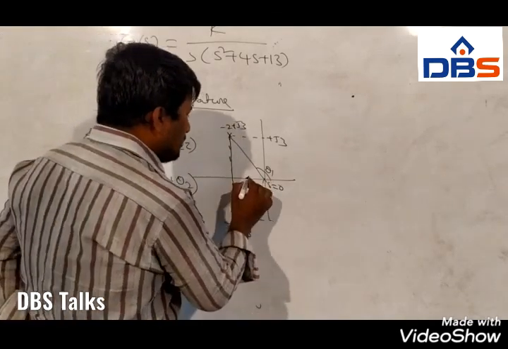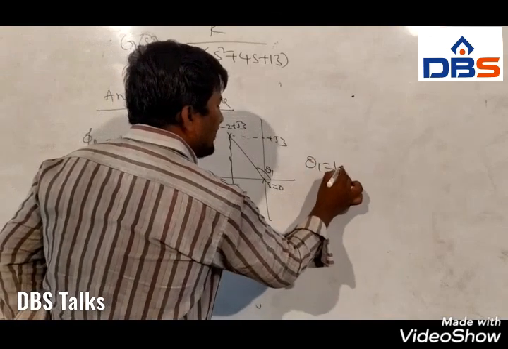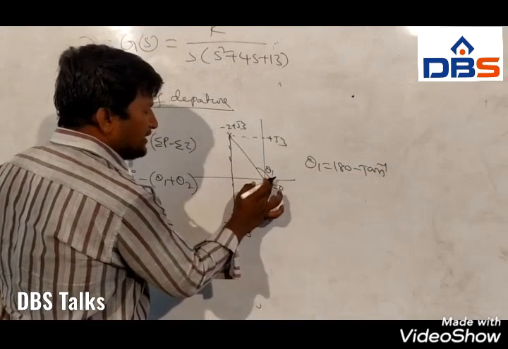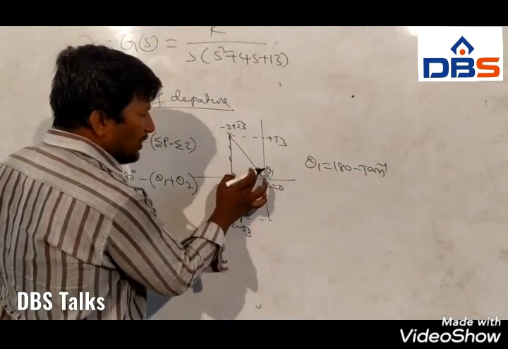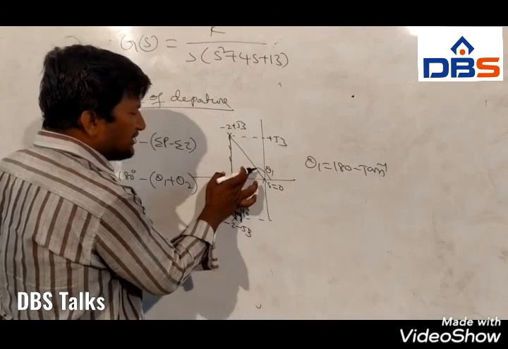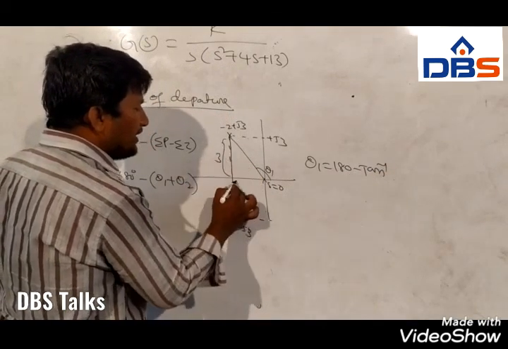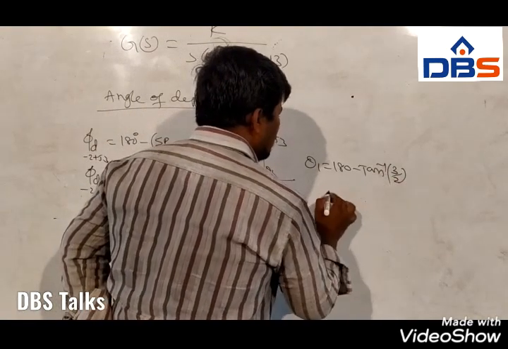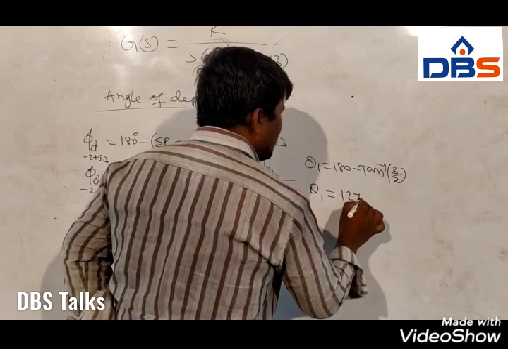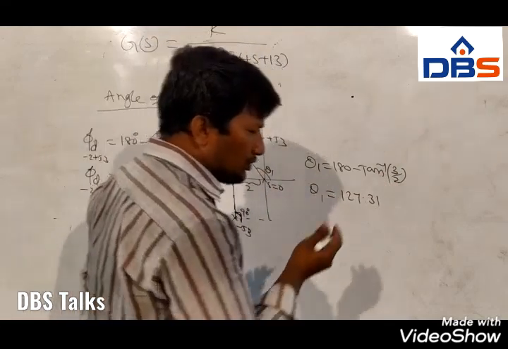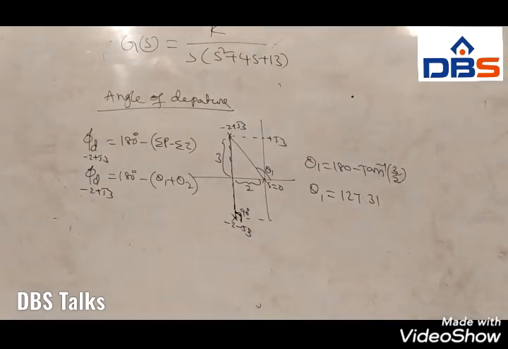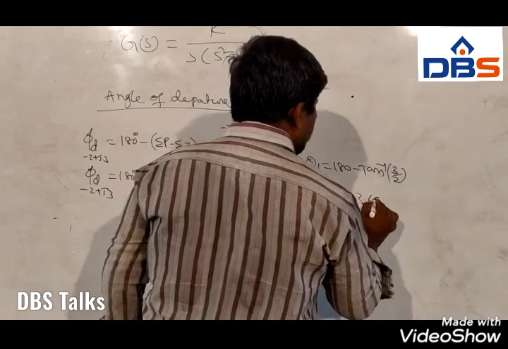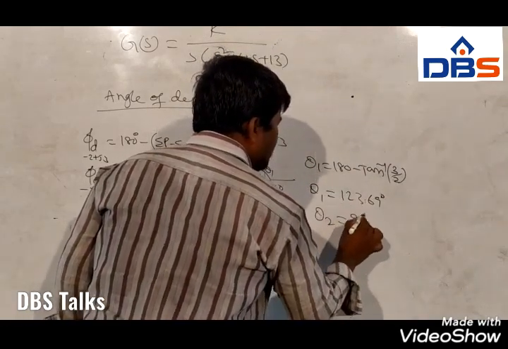So theta 1 equal to 180 degrees minus tan inverse of, because this total is 180 degrees. Now theta 1 is nothing but 180 degrees minus this angle. This angle is nothing but tan inverse of opposite value by adjacent value. This is 2, then this is 3, that is 3 by 2. So theta 1 is equal to 123.69 degrees, and theta 2 is always 90 degrees.